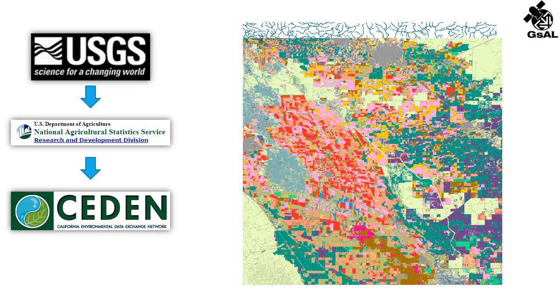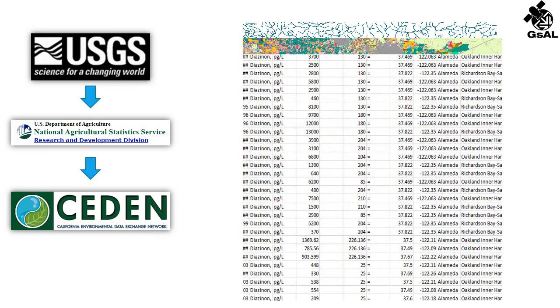The third dataset is from CEDEN, or the California Environmental Data Exchange Network, and is a user-queried database of pesticide surface water concentrations that is geolocated with latitude and longitude.